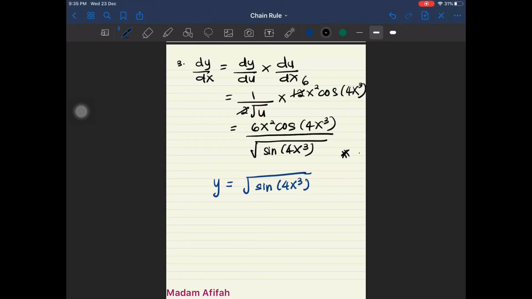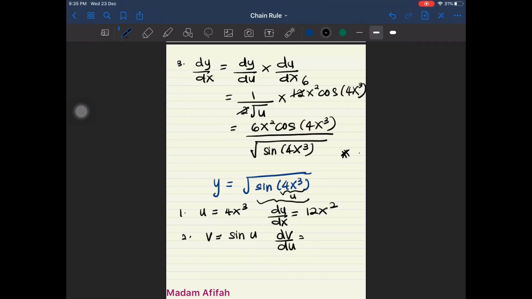So if I let my u equal 4x cubed, what will be my du/dx? So du/dx is equal to 12x squared. Now this term becomes u, so you need to let the second variable, let's say v. So what is v? v is equal to sine u. Okay, so what is your dv/du?